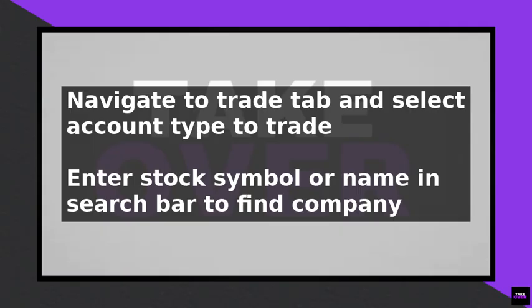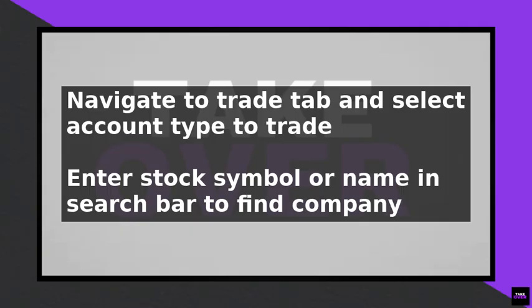Next, enter the stock symbol or name of the company you want to buy in the search bar. For example, if you want to buy Apple stocks, you can type AAPL. Select the correct stock from the search results and click on it to view its details.